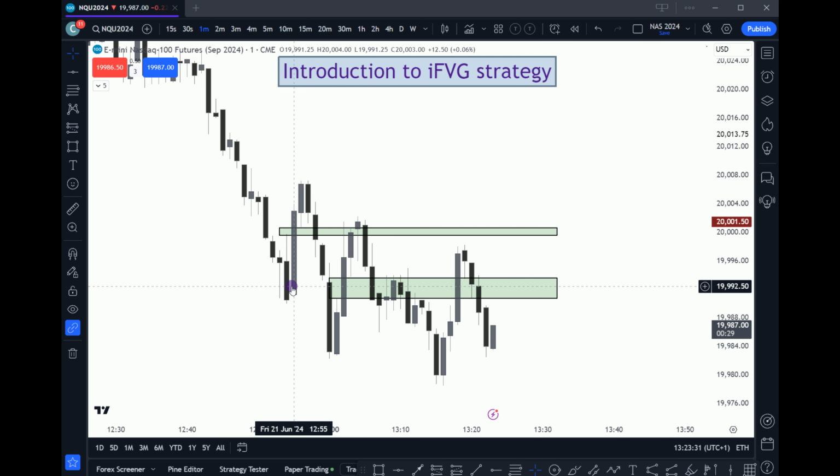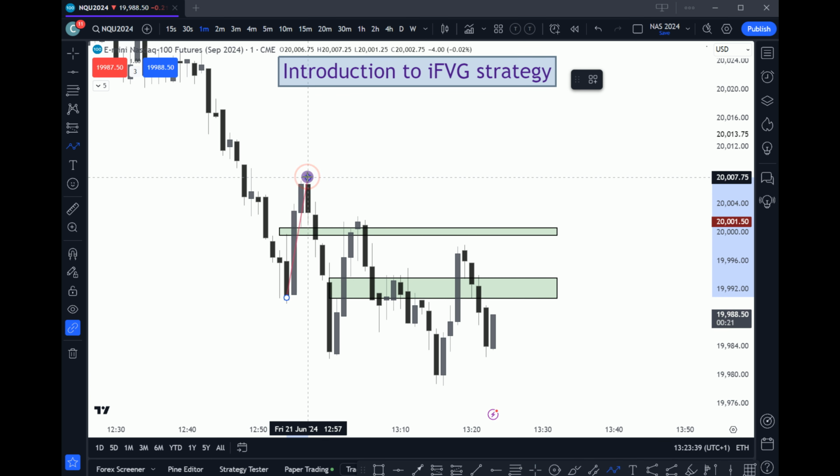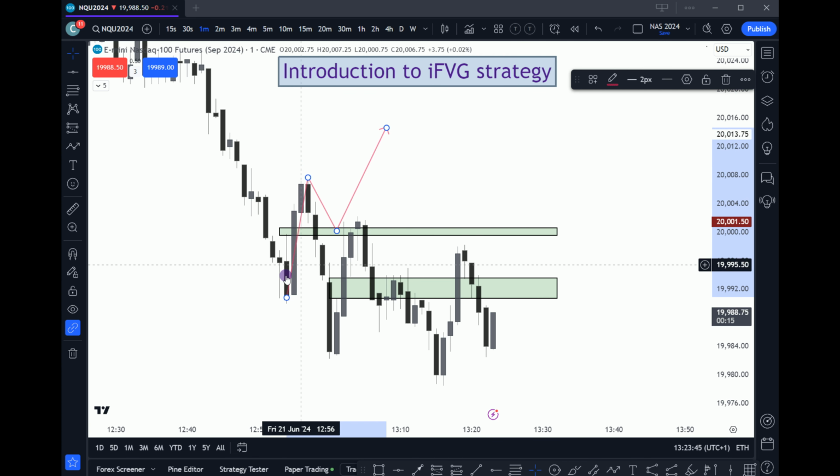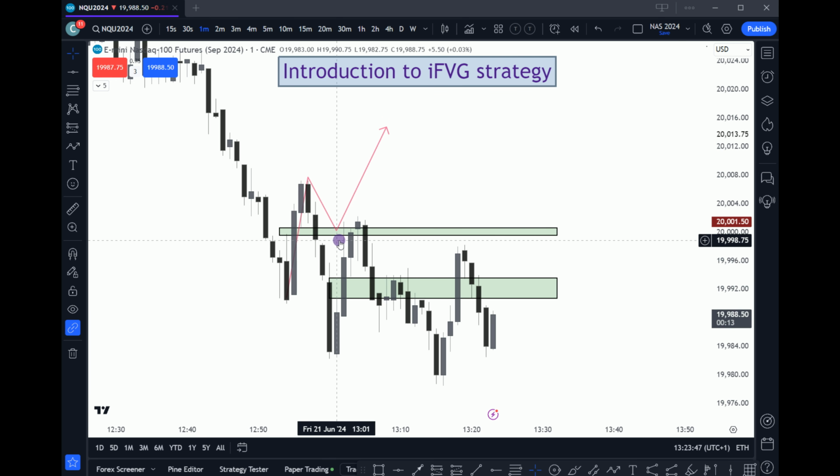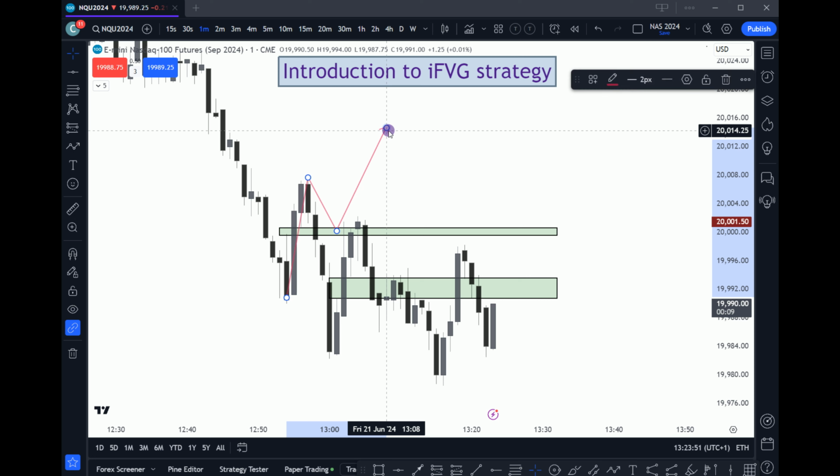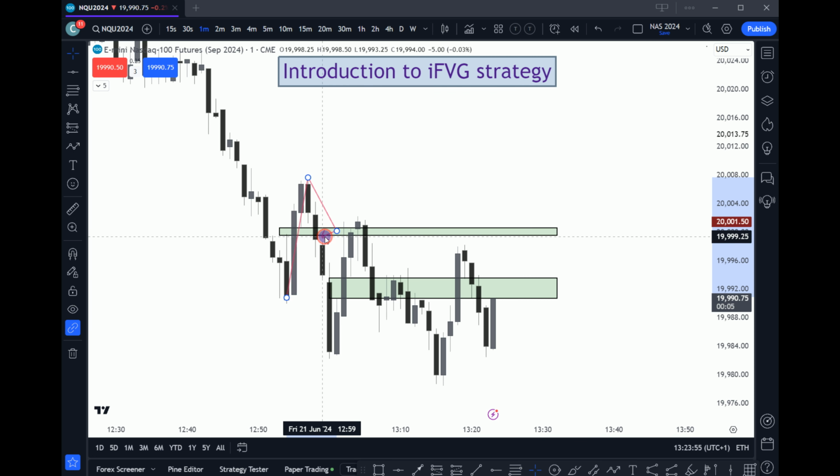Typically we expect fair value gaps to be respected. So in this instance, what we would have thought would happen is that the price came up, put in the fair value gap, came down, respected it, and then went off to the upside. When they invert, and this is what I mean by inversion, when the fair value gap is compromised by a candle closing below it, that is then an inversion.